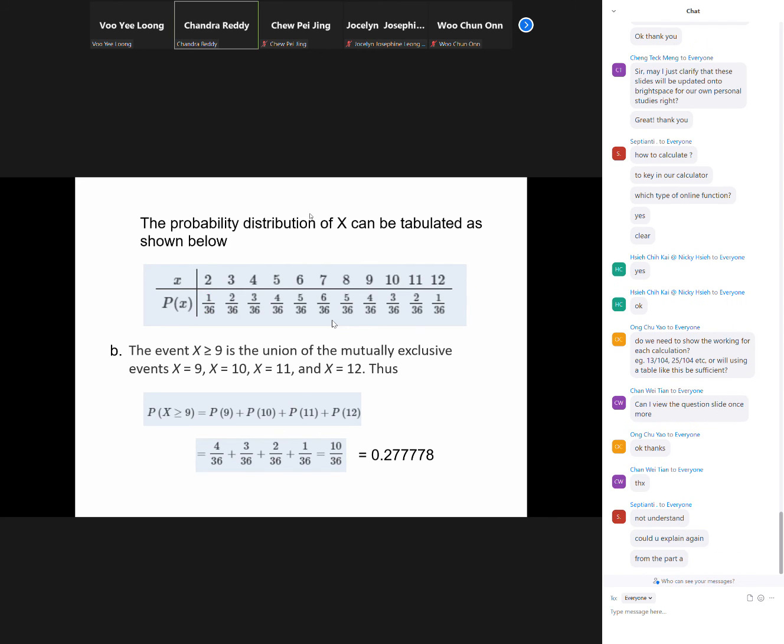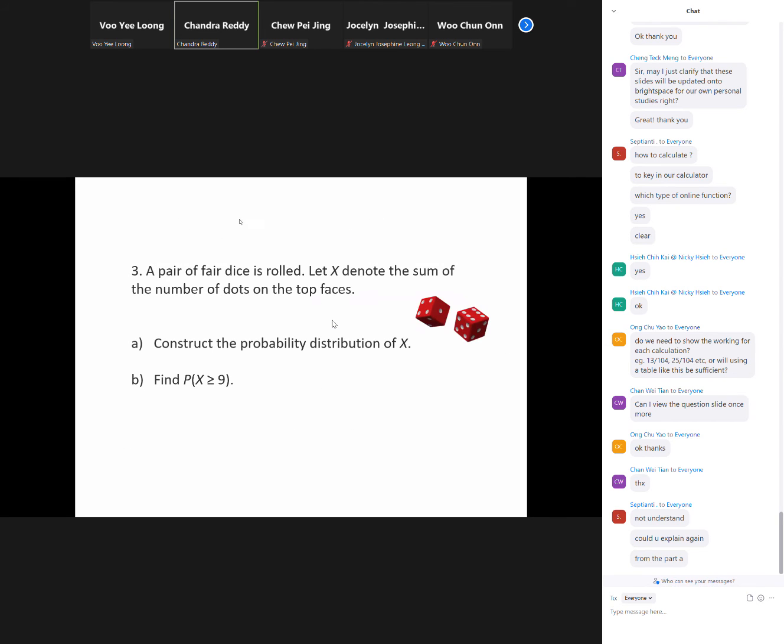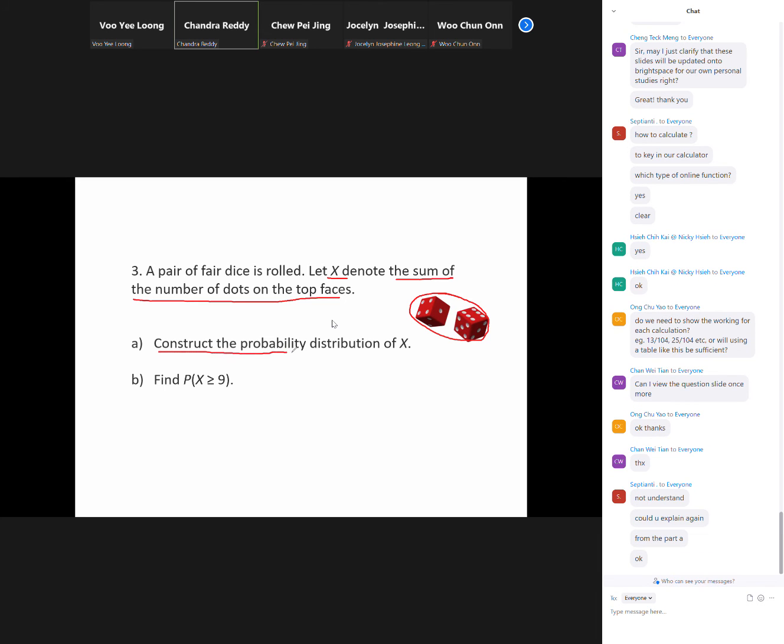If you have not understood, I'll go back to the problem. What you're doing is throwing 2 dice, and X represents the sum of the number of dots on the top faces. When you throw the 2 dice, each time you can count what the total will be. So you are asked to construct the probability distribution for X and the probability of X.